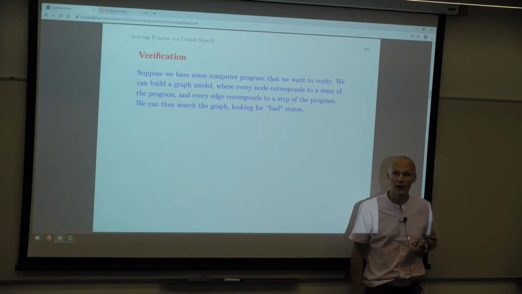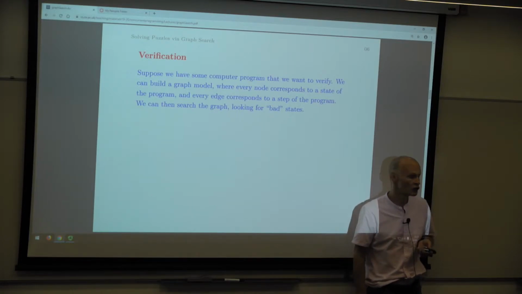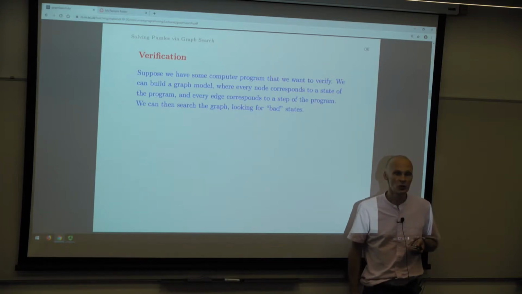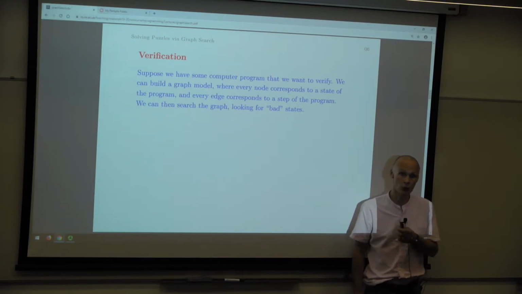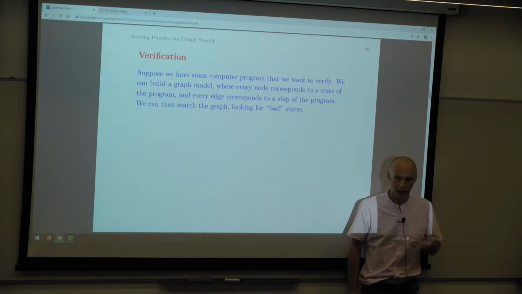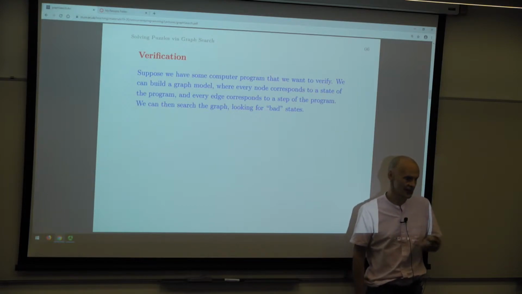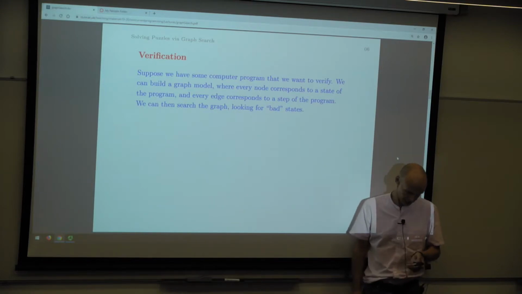Every node in the graph is a state that the program can get into, and each edge in the graph corresponds to a step of the program. What we then do is identify certain states as being bad, states where things have gone wrong, and what we want to do is search the graph looking for a path that leads to a bad state. Well, we actually hope there's no such path that leads to a bad state. If that's the case, the program works correctly, it never gets into a bad state. But by searching the graph, we can verify that fact.